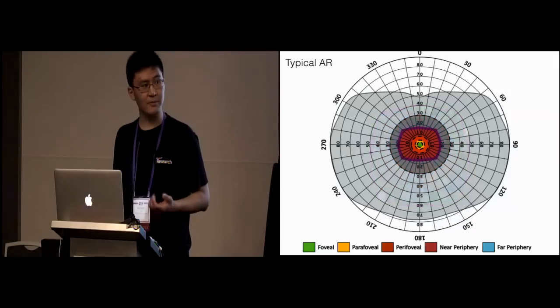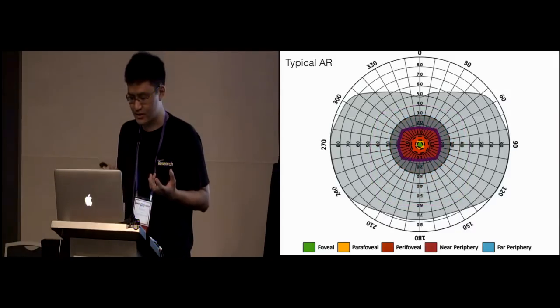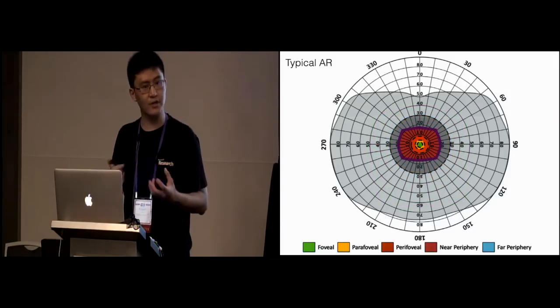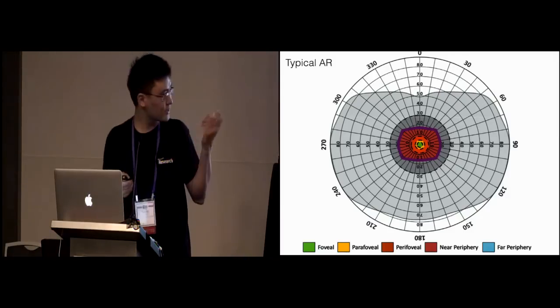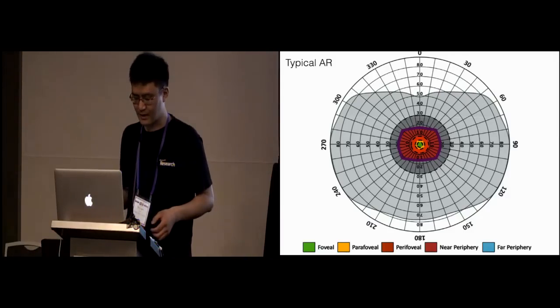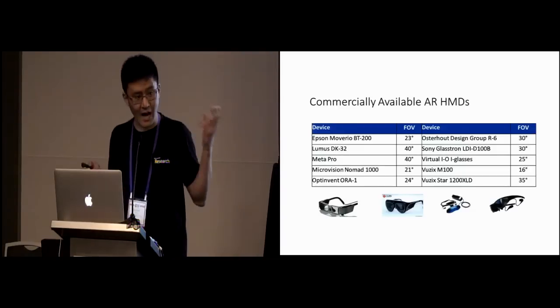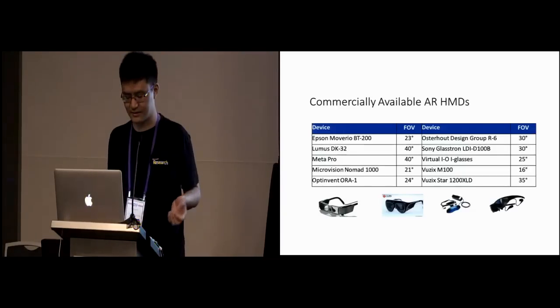In current generation augmented reality systems, the situation's even worse. The field of view is even narrower, down to 40 degrees horizontal, just that little tiny purple area in the middle. And indeed, 40 degrees is actually the upper end for current commercial AR devices.